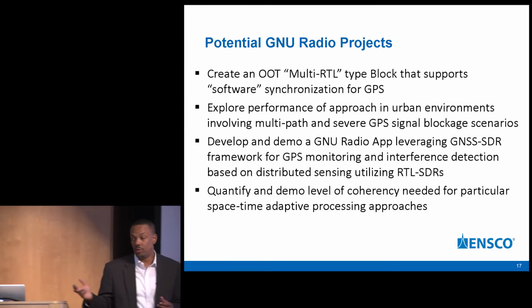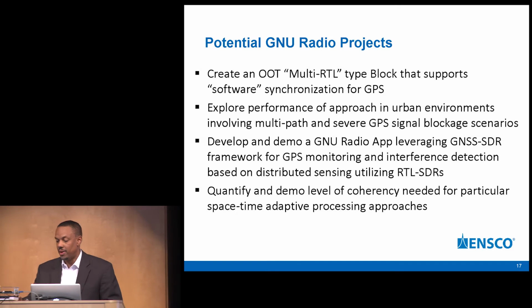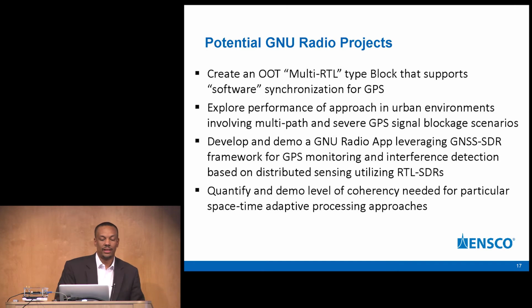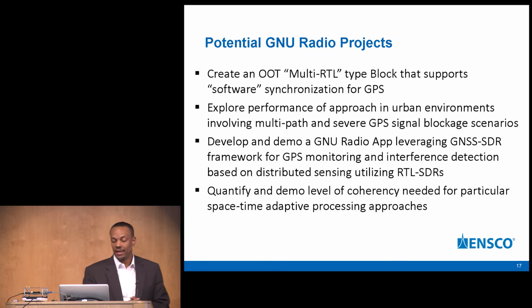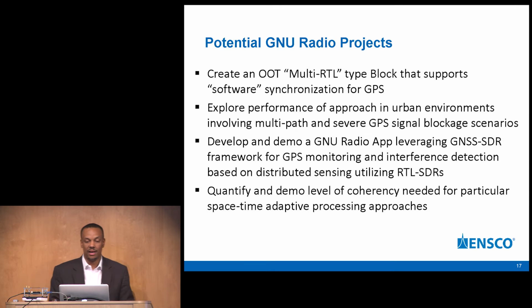I have a system here that's mobile. Right now it's running, you know, I got a little battery pack here. I can take it out anywhere and collect data. And so it would be interesting to see, for asynchronous sensors that are not synced up, how well I can deal with multipath and severe blockage. Also develop a demo with the GNU Radio app that leverages this. It'd be nice to have a framework with GNU Radio and an app around that.